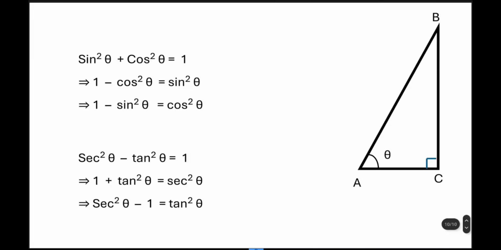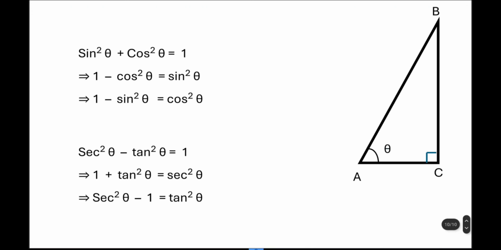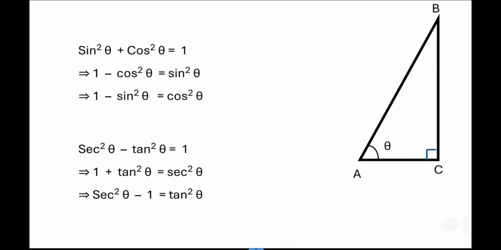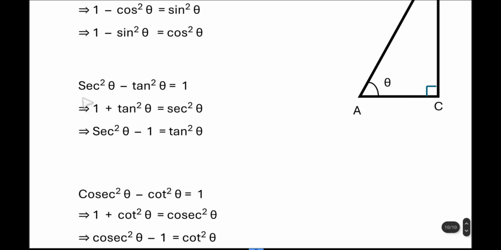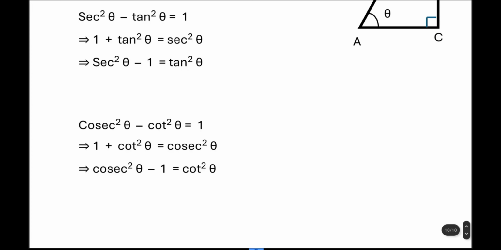Coming here, the next formulas which are very, very important in trigonometry: sine square theta plus cos square theta is equal to 1. From this formula, these two are derived. Okay. Next is secant square theta minus tan square theta is equal to 1. From this, these two you can get: cosecant square theta minus cot square theta is equal to 1. From this, you can get this.